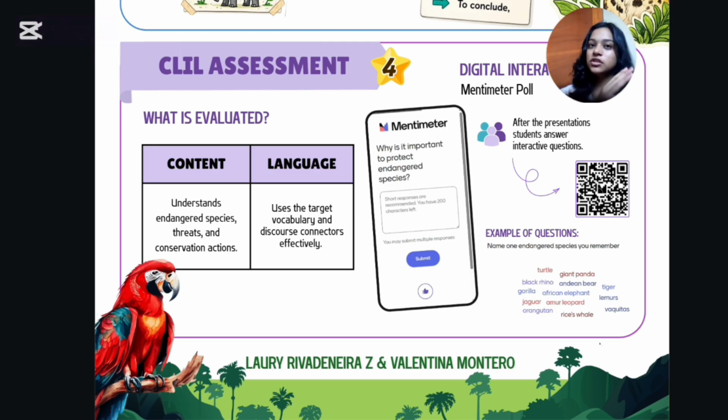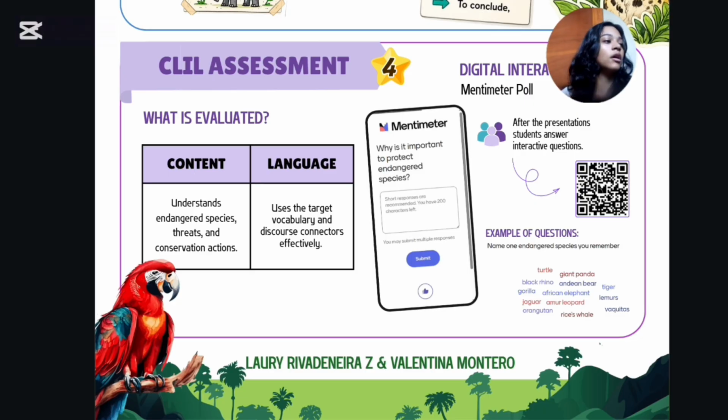After the assessment of the presentations, in class, we will share a QR code of a questionnaire that we made on a Mentimeter poll. Students are going to scan the QR and answer the questions. The questions are related to the topic itself and related to their own learning process.